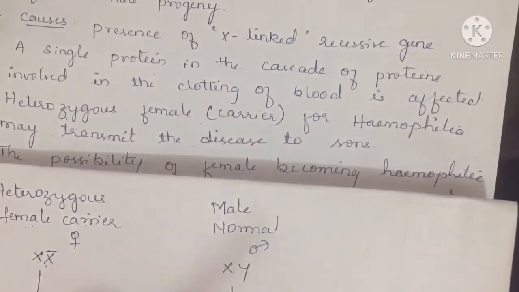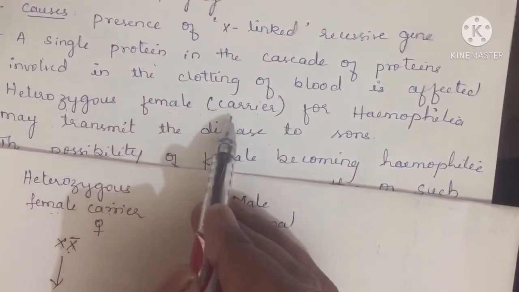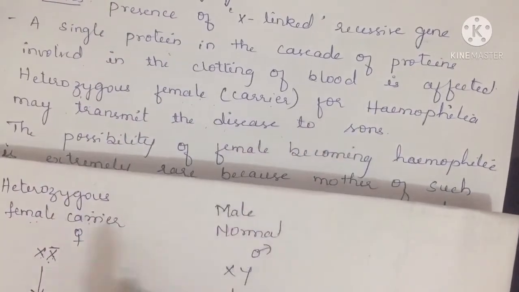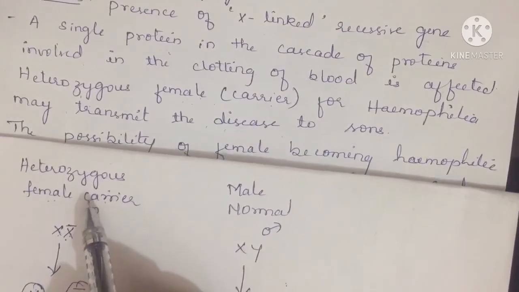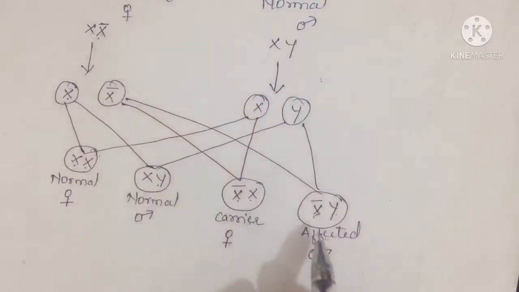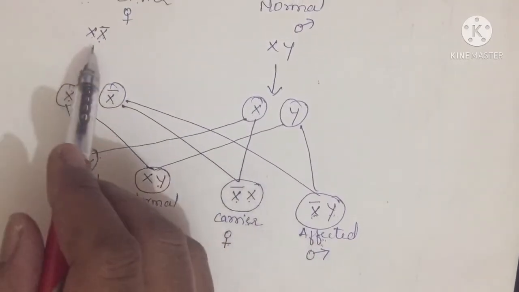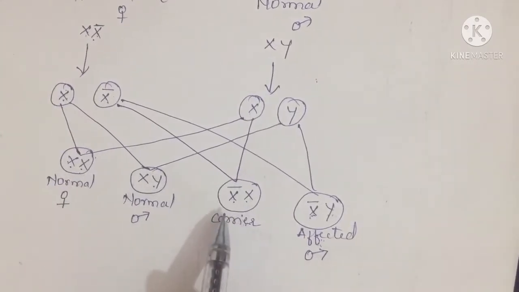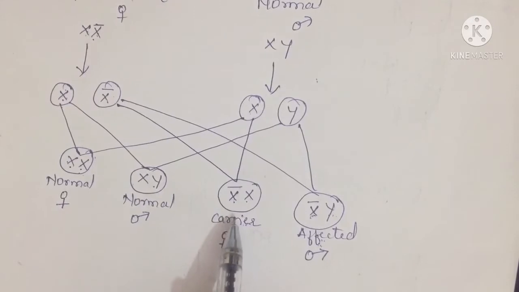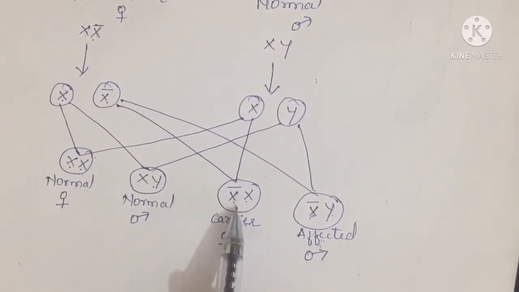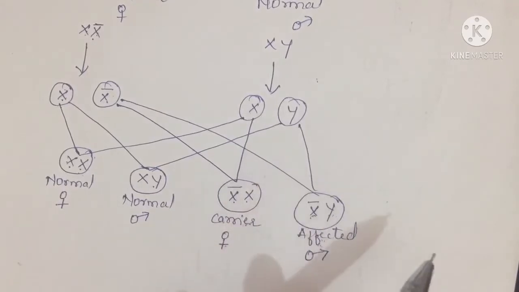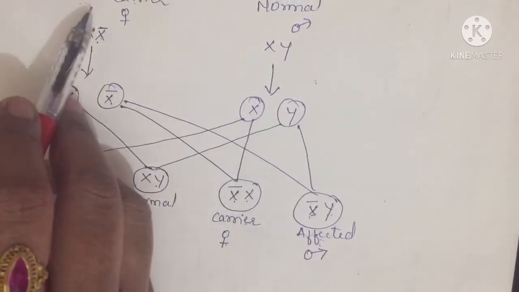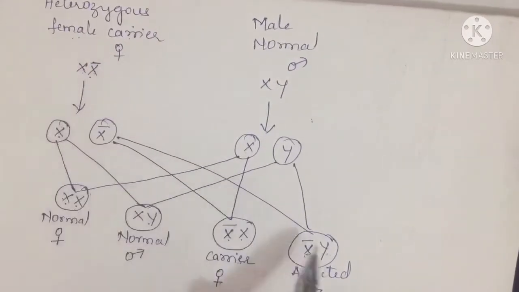Heterozygous female carrier for hemophilia may transmit the disease to sons. She is not transmitting the disease to daughters. You can see one daughter is normal and another daughter is a carrier. She is not showing any kind of disease. She is normal, carrying a defective gene. But when she marries a normal man, she transfers that disorder to the male, which means this disease has been transmitted from carrier female to the male.